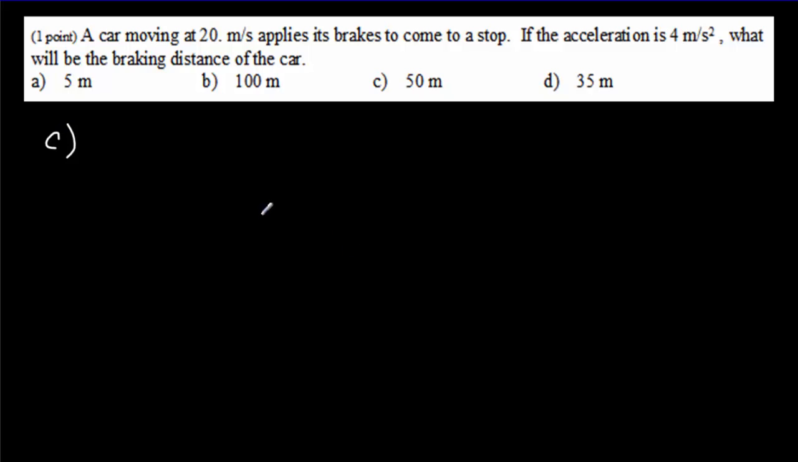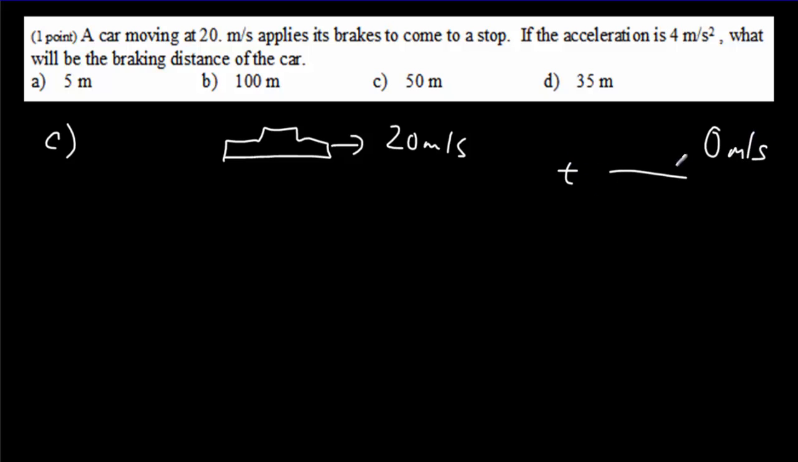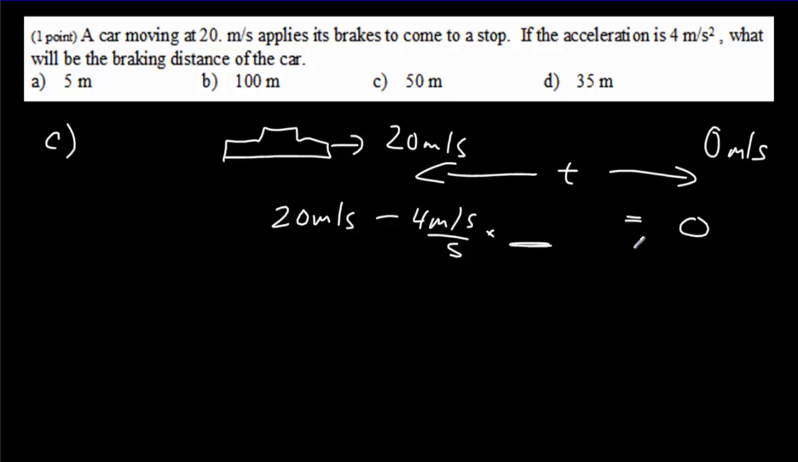So the first thing we're going to try to find out is how much time it takes for the car to come to a stop. We've got this car moving along at 20 meters per second, and it's going to end up going at 0 meters per second. We'd like to know how much time it takes. Well, it was going at 20 meters per second, and then it's going to lose 4 meters per second of speed every second. So for how many seconds would it have to do that to end up with a speed of 0? Well, of course, it's got to be 5 seconds.